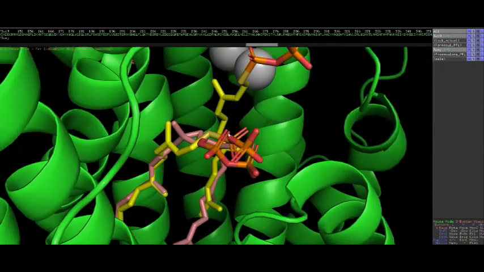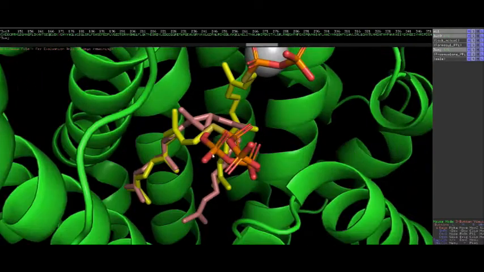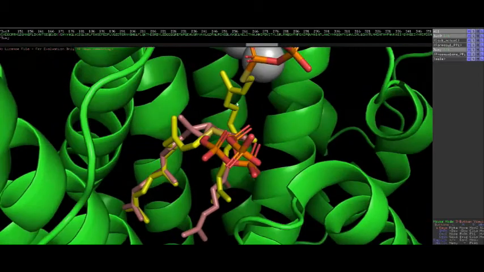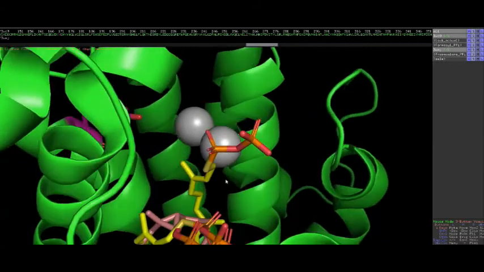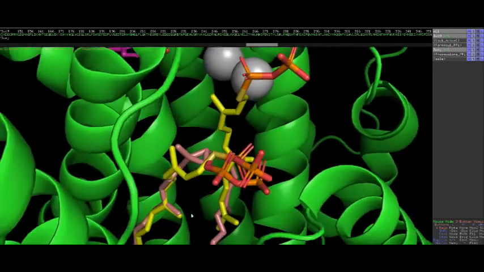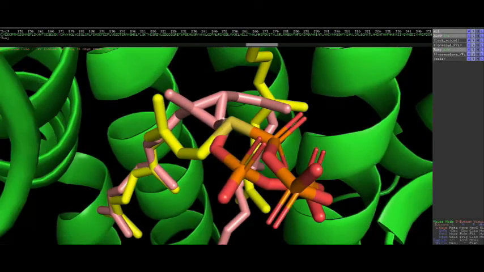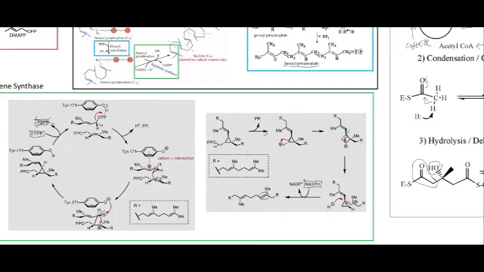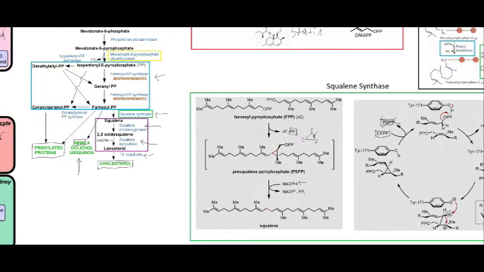So you can see this farnesyl pyrophosphate here still is the one that maintains its pyrophosphate. This one up here is the one that will have its pyrophosphate come off, and it will bend down and bond to this other farnesyl pyrophosphate to generate the pre-squalene pyrophosphate intermediate. And then that, as I said, will go through these ring shifts here to generate our squalene. And so that is the squalene synthase.